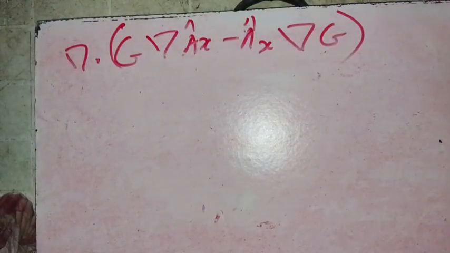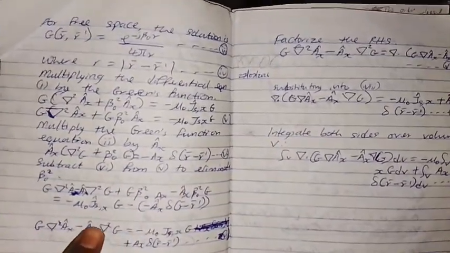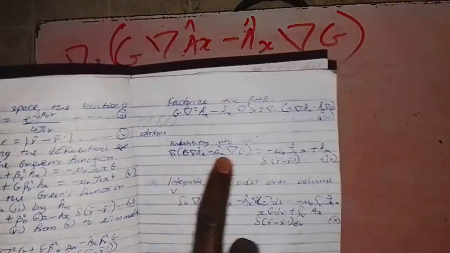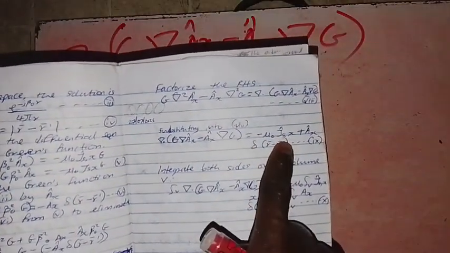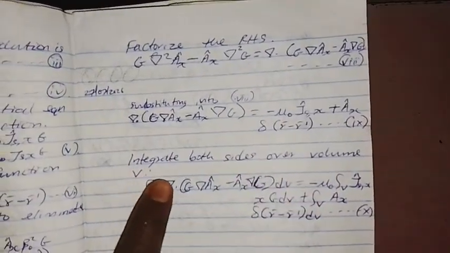So that's what you have here. Look at this whole thing now. Instead of this whole thing equal to this, we have this whole thing, which is this, equal to this guy. I hope you can see that. Now, having this, we can do what? Integrate both sides over a volume.